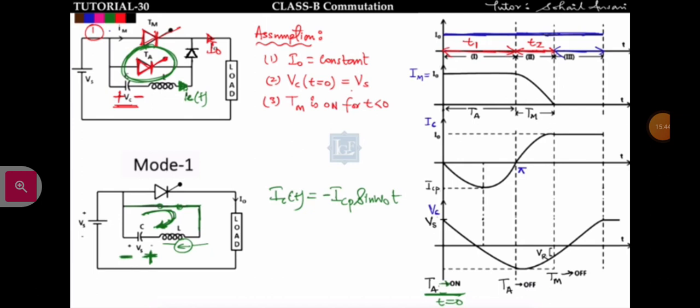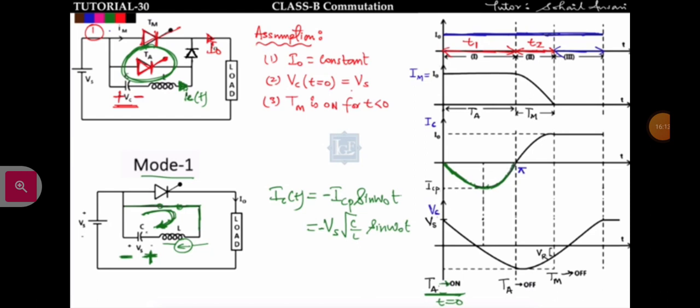Got it? So see here, when mode 1 starts, at t equal to 0, this thyristor Ta will be on. So the equation of IC of t that I will get is ICP sine omega naught t, which can be written as Vs times square root of C by L times sine omega naught t. This will be in minus. So ICP I will get something like this. This is the capacitor current, ICP sine omega naught t. It will be like this.